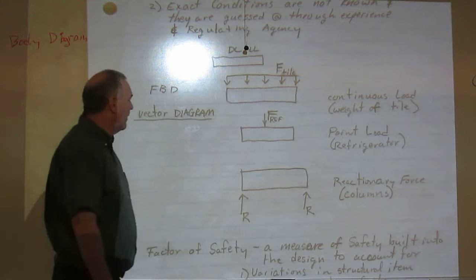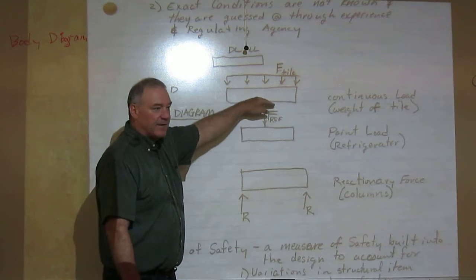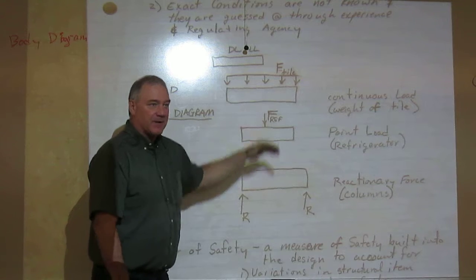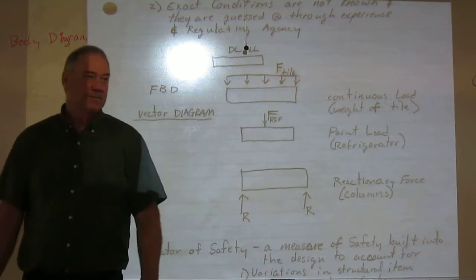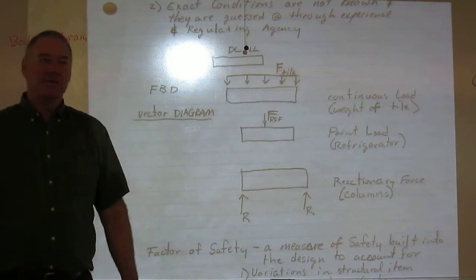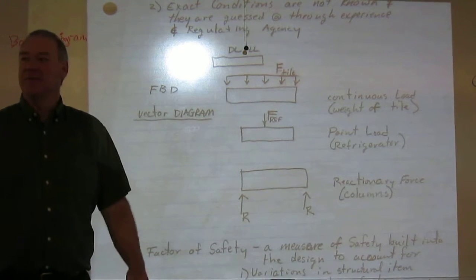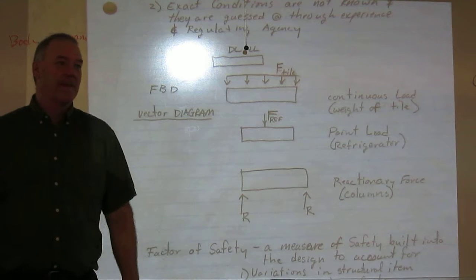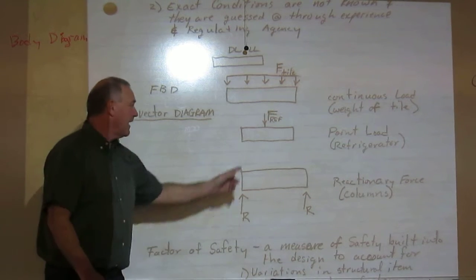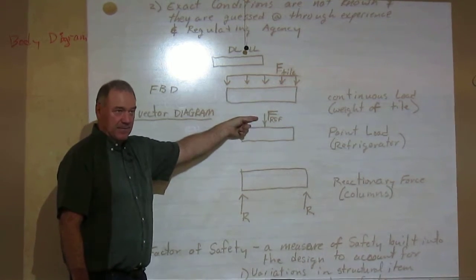When we have a point load, we use a single arrow, like a fridge. Let's say we're going to put a fridge out on that deck somewhere. Or we could say that fridge is going to have a bunch of bottles of wine in it or something of that nature, which can get pretty heavy. We would then be able to measure that and say that's a point load on there.